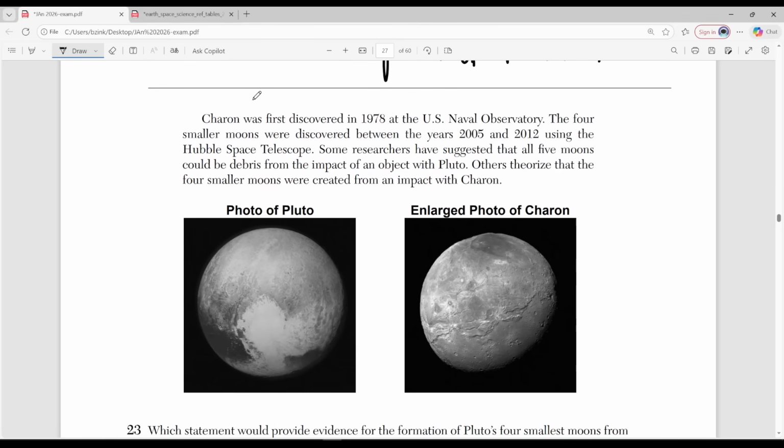Some good pictures. Charon was first discovered in 1970. I think it's Charon, now that I mention it. That's how you say it in mythology. Charon.